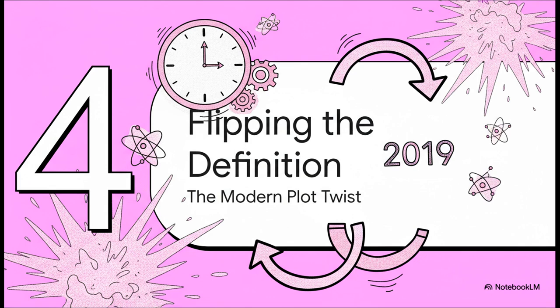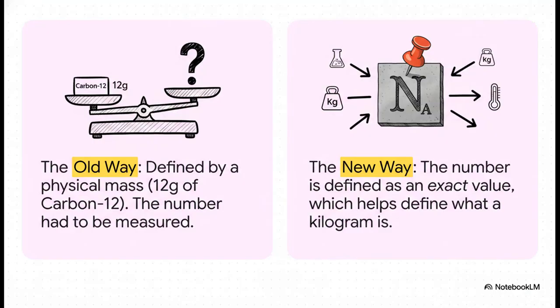But the story doesn't just end with a more accurate number. No, there's one final, amazing plot twist, and this one happened just a few years ago, in 2019. Okay, hang on, because this part is genuinely mind-bending. For the longest time, the old way of doing things was to define a mole based on something physical, how many atoms were in 12 grams of carbon. That meant Avogadro's number was something we were always trying to measure more accurately. It had a tiny bit of uncertainty.